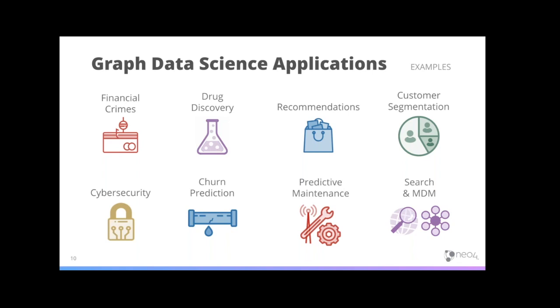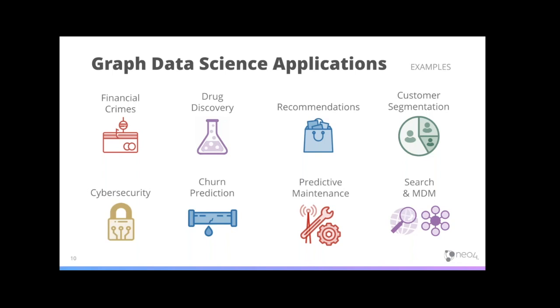I won't go through all these, but another really interesting one is recommendations. So understanding where somebody is in a buying cycle and being able to make a recommendation, not just on their past purchases, but also on their relationships and how they're likely to form communities, and that can inform more personalized recommendations.